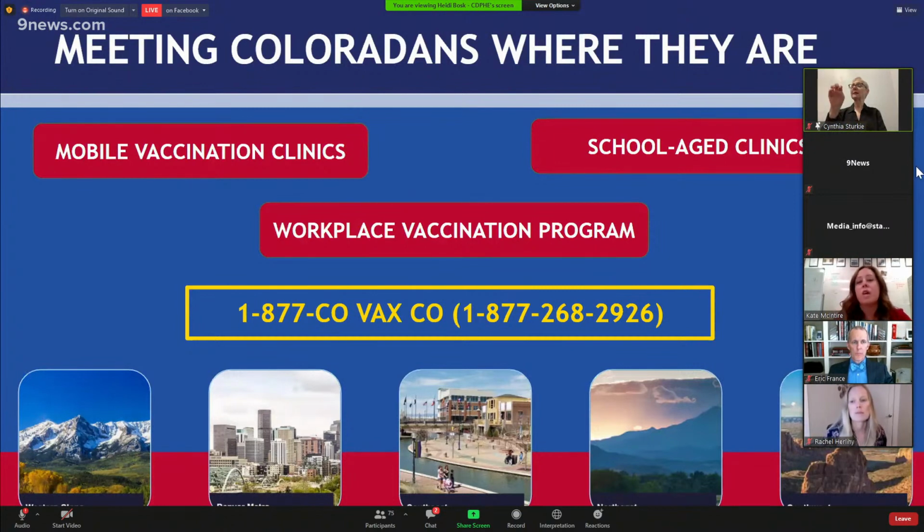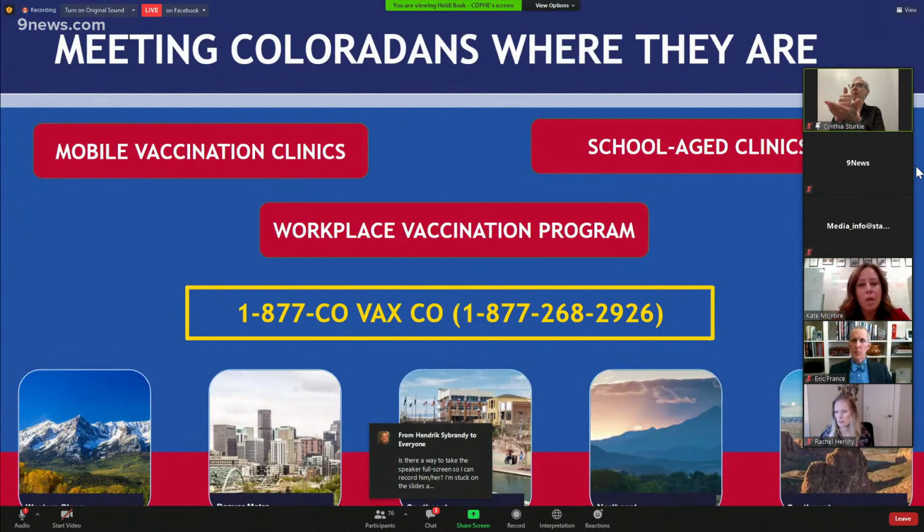With regard to school-aged vaccinations, we are working with our local public health agencies. They're really leading the effort to vaccinate across the school-aged age group. And the state's working closely with all of our local public health agencies, and we're ready to help if any school district does need assistance or any local public health authority requests assistance from us. So we also just launched a workplace vaccination program, and employers, unions, and trade associations can enroll in this program to provide their workers on-site vaccination opportunities.